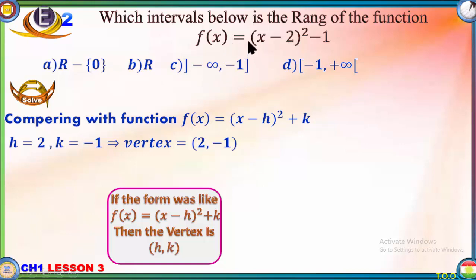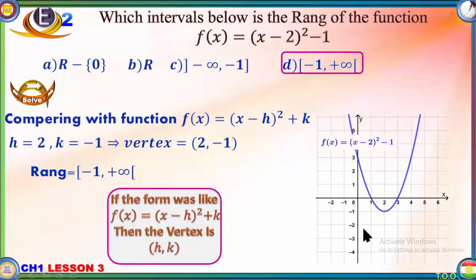Because the sign before the bracket, or the leading coefficient, is positive, therefore the range begins from minus 1 to the positive infinity. That means D is the correct answer. If we draw the graph of this function, it's like this. As you can see, it begins from minus 1 to the positive infinity.